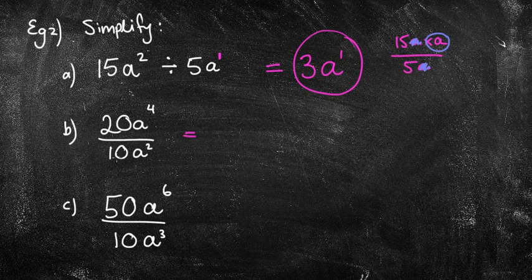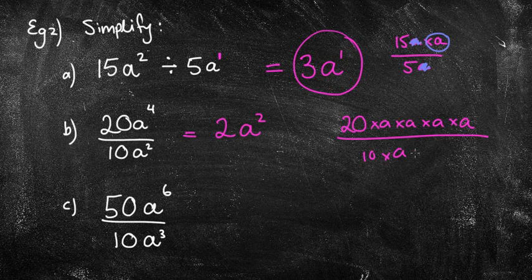Okay, let's do the next one. 20 divided by 10, well, that equals 2. And if I subtract, because it's divided by, the powers 4 take away 2 is 2. I'm left with my answer. Once again, guys, we can rewrite it as 20 times a times a times a times a all over 10 times a times a. I can cross the top and bottom, so 1 on top, 1 on bottom, 1 on top, 1 on bottom, and look at that, I've got a squared left over, and that's my 20 divided by my 10 equals 2.